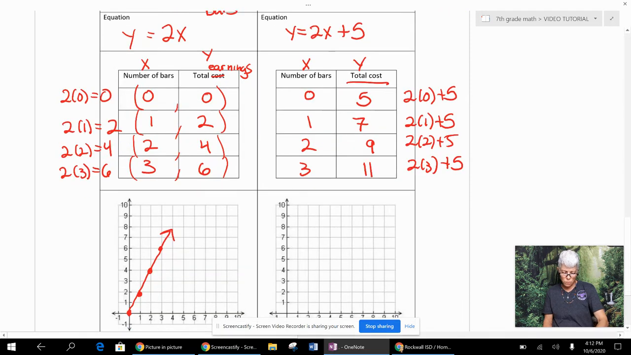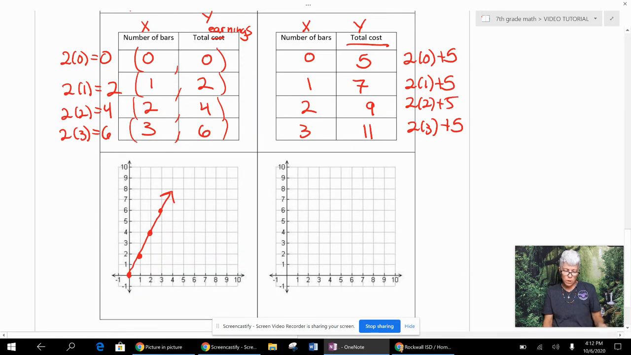So let's graph this one. This one's kind of weird. Again, these are ordered pairs. You can look at all of your tables as ordered pairs. And the first one would be 0, 5. So look where it starts. It starts not at what we refer to as the origin. This is the origin, but it starts at 5.